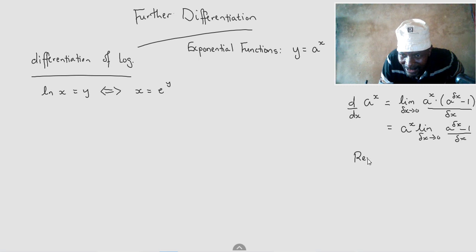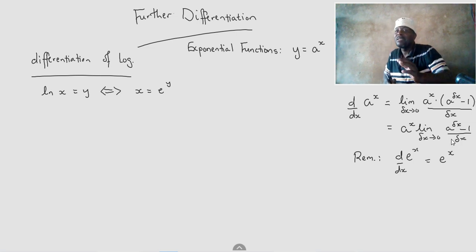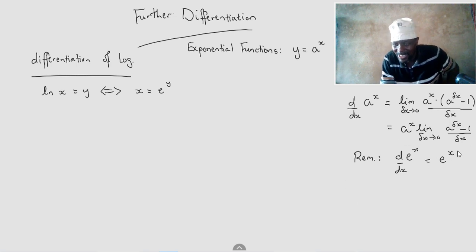Remember, it's good to remind you of things that could make your life very easy. So remember, the differential of e to the x with respect to x is simply e to the x, simply because this component at 0 is 1. So if it's e to the x, that will be 1, and 1 times e to the x will give us e to the x.